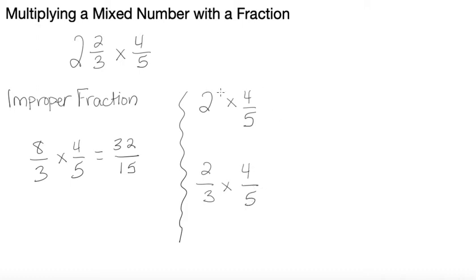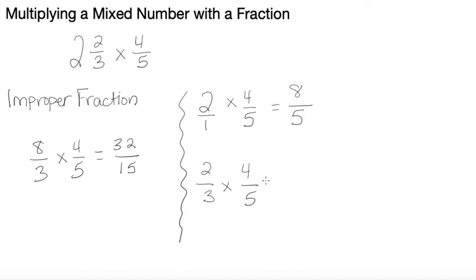So here's the trick. How do you multiply a whole number by a fraction? Well, you can turn a whole number into a fraction just by simply drawing a line and putting a 1 underneath it. Because 2 ones is the same as 2 wholes, which is what we have. And then you multiply across. So 2 times 4 equals 8. 1 times 5 equals 5. So now we know that 2 wholes times 4/5 equals 8/5.